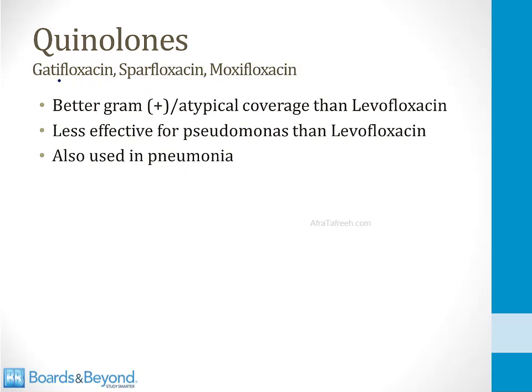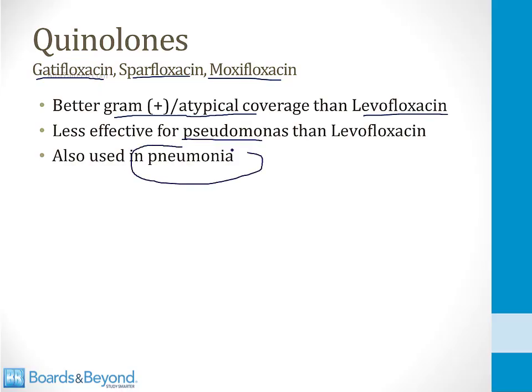After levofloxacin, the more modern quinolones were developed. These include drugs like gadifloxacin, sparfloxacin, and moxifloxacin. These drugs are designed to provide better gram-positive and atypical coverage than levo so that they can be better drugs for pneumonia. Just like levofloxacin, however, they attain their better gram-positive and atypical coverage at the expense of coverage for Pseudomonas. They are not as effective against Pseudomonas as levofloxacin. And just like levofloxacin, these drugs are often used in pneumonia.